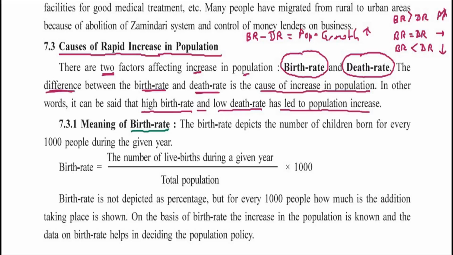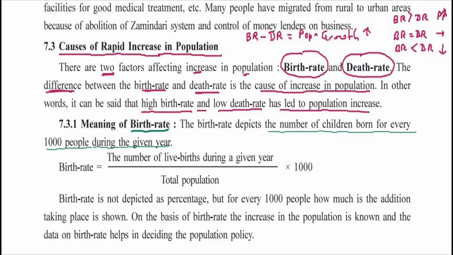The birth rate depicts, means shows, the number of children born for every 1,000 people during the given year. So for every 1,000 population, how many new children are born? That is called birth rate. So let's underline the definition. The number of children born for every 1,000 people during the given year is called the birth rate of that year.